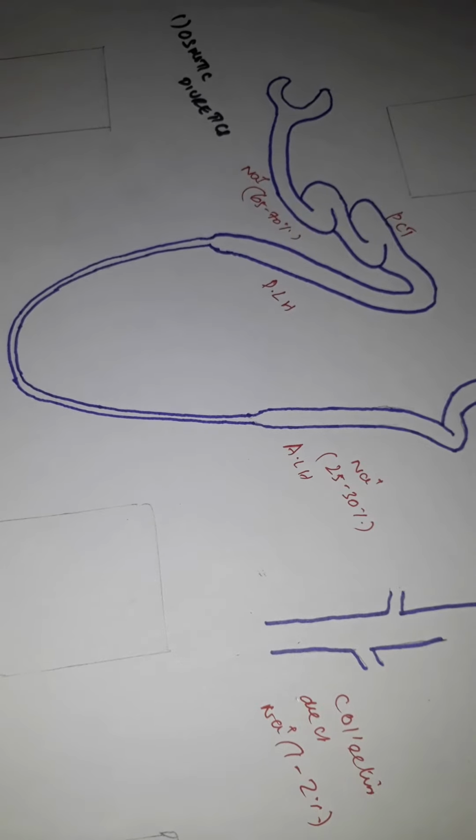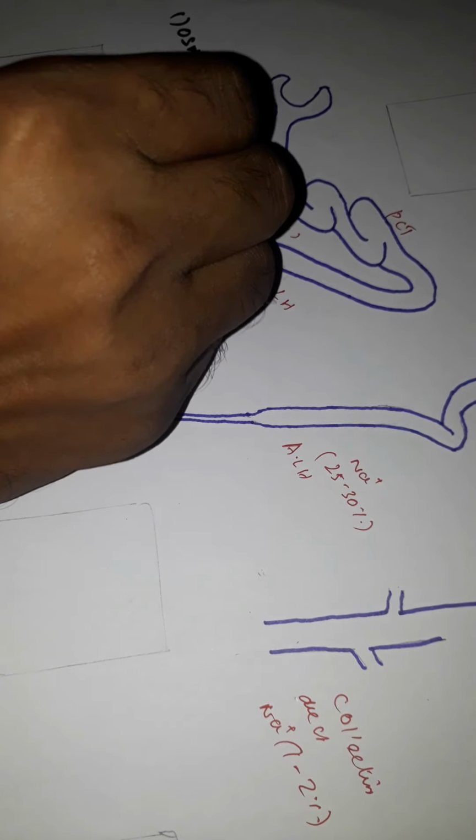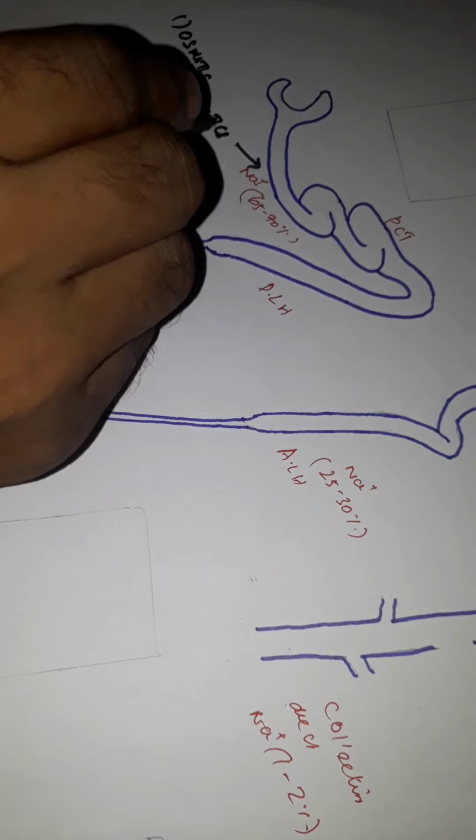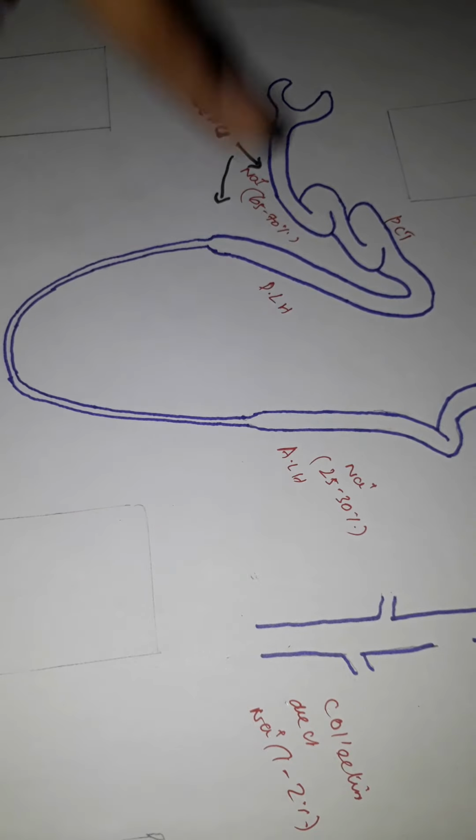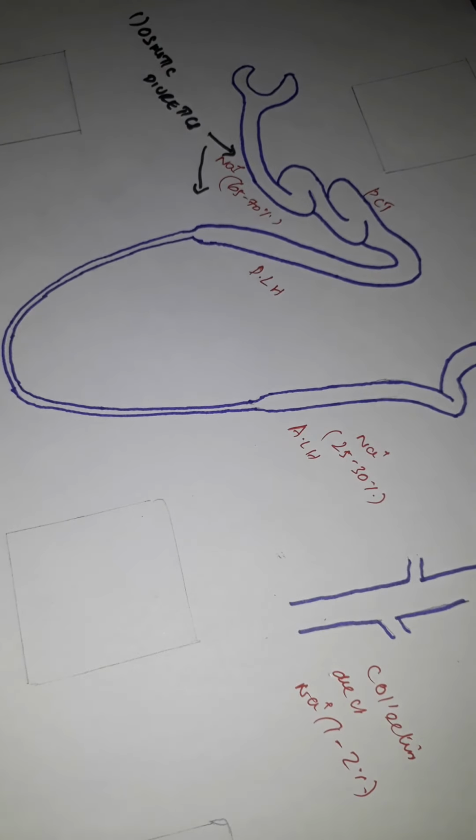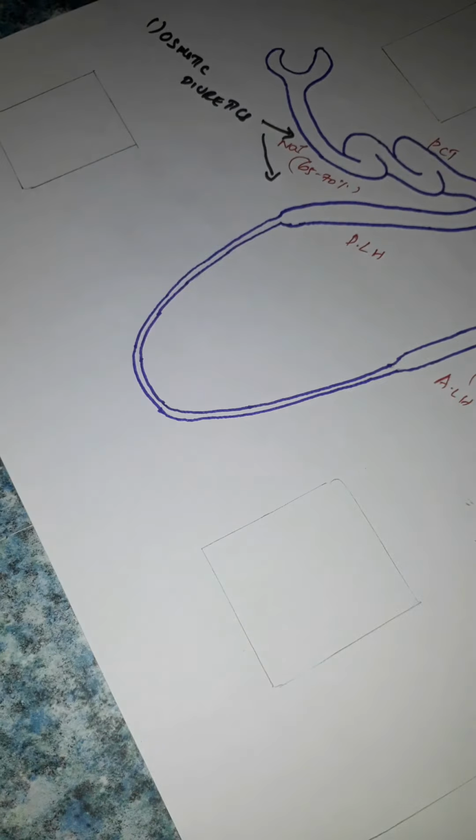The osmotic diuretics act in your proximal convoluted tubules and your descending loop of Henle. Osmotic diuretics are very simple. You don't need to memorize anything, and it works on the principle of osmosis.